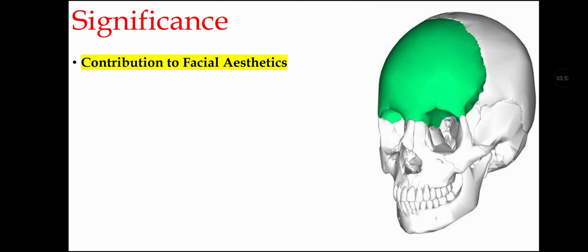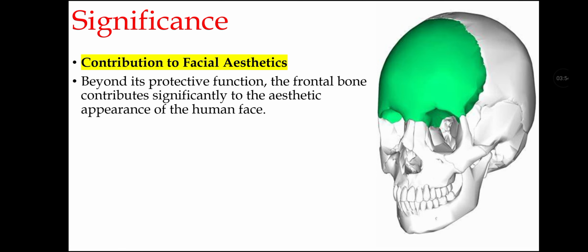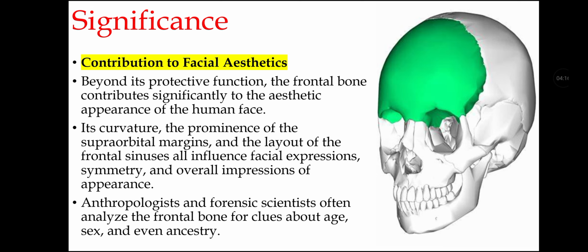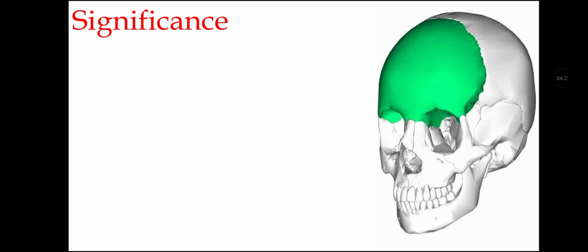Second significance is its contribution to facial aesthetics. Beyond its protective function, the frontal bone also contributes significantly to aesthetic appearance of human face. Its curvature, the prominence of supraorbital margin, and the layout of frontal sinuses all influence facial expression, symmetry, and overall impression of appearance. Anthropologists and forensic scientists often analyze the frontal bone for clues about age, sex, and even ancestry.